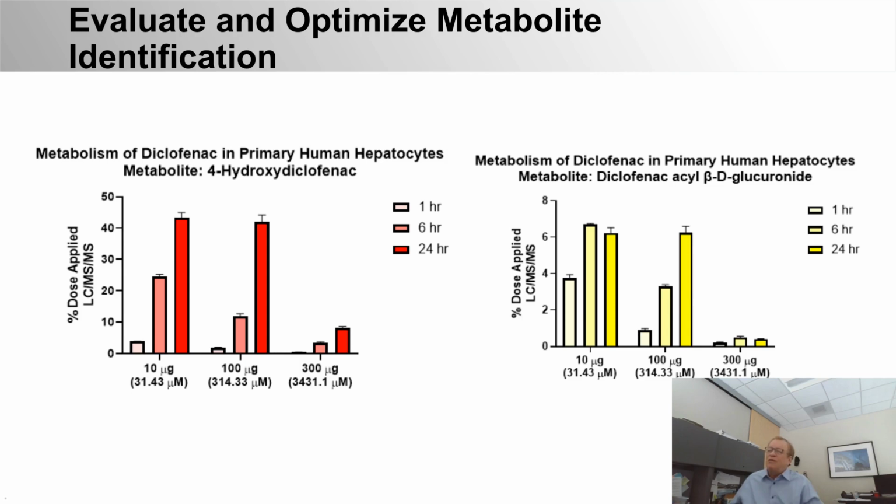Now it's going down at 300 because we saw, remember in the last slide, we saw toxicity. And also the same is true with the glucuronide. Again, we can see the glucuronide going up in a time-dependent manner, and as toxicity occurs at the higher dose, of course, it goes down.